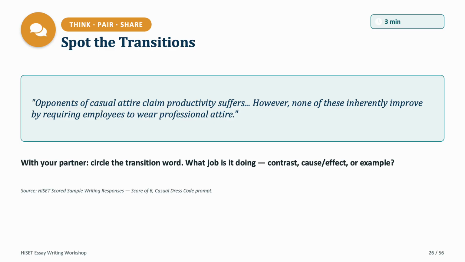What job is however doing? Yes, it's showing contrast. The writer presents one idea and then gives a different or opposing idea. The one idea that casual attire causes productivity to suffer is contrasted with, now this has nothing to do with wearing professional attire. Okay, very good. So transitions are the kind of language that help an essay to become more organized.